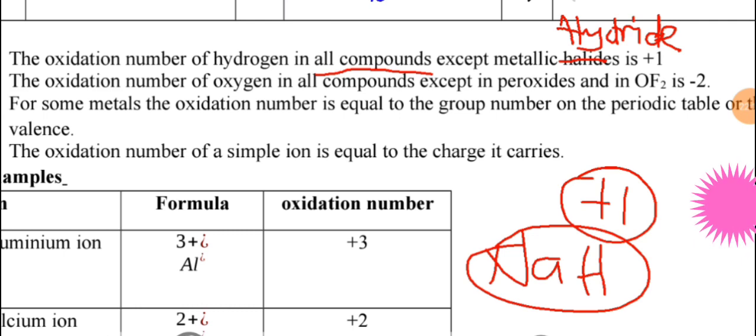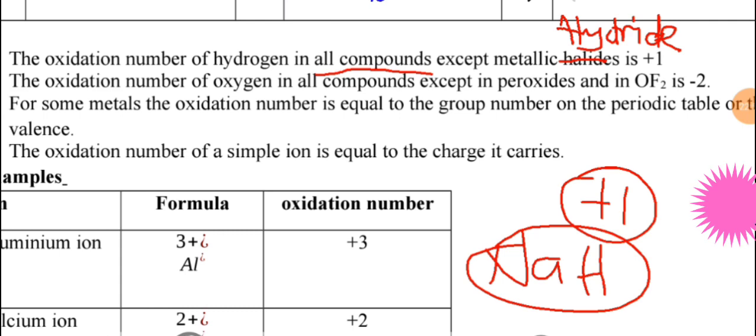So in hydrides, the oxidation number of hydrogen is not positive 1. But in the remaining compounds, the oxidation number of hydrogen will be positive 1. That's the meaning, except in metallic hydrides. But when we are talking about some other compounds like water, the oxidation number of hydrogen will be positive 1. In hydrochloric acid, it will be positive 1.